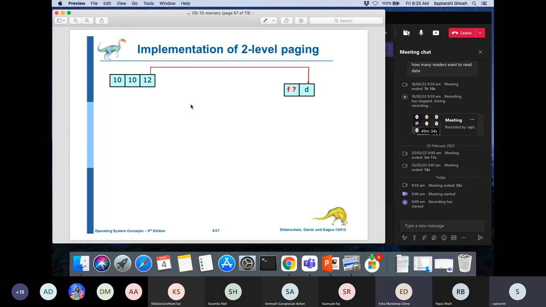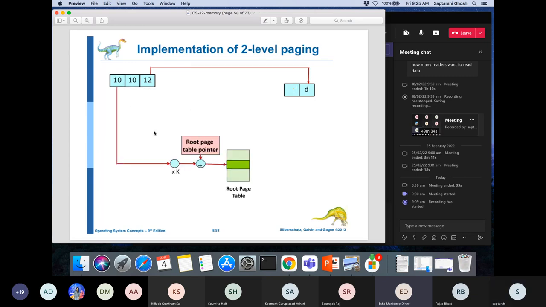Now what do we do? This first entry, remember, is an index into the outer page table, sometimes called the root page table. Remember, the root page table is also in memory. There is a register called the root page table pointer, which stores the starting address of the root page table. With that, we add this number 10, multiplied by k, where k is, what is k here? Any idea? What is k?